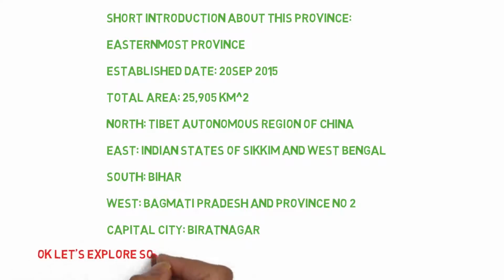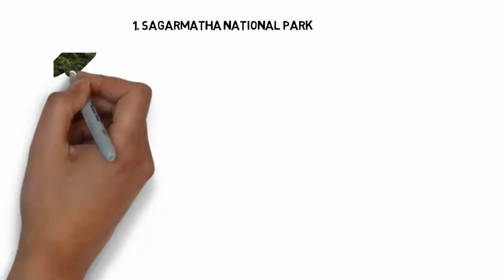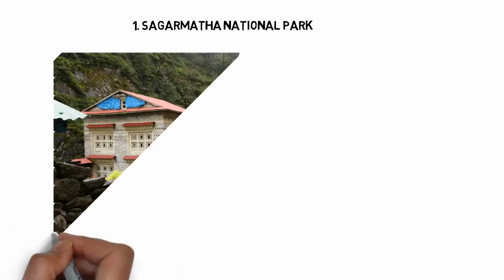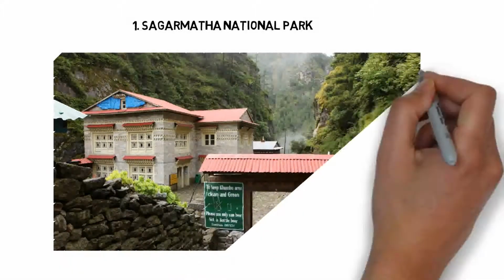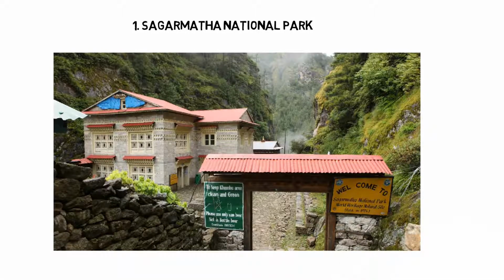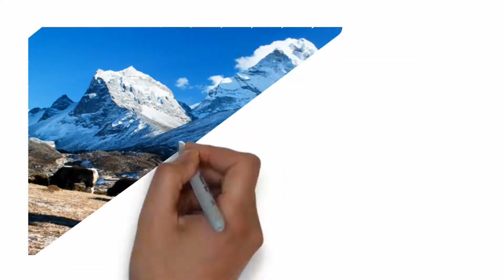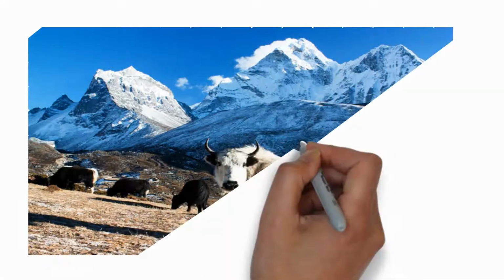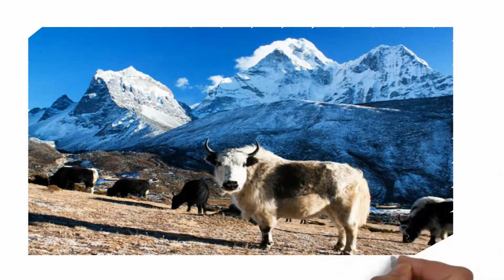Okay, let's start with some tourist destinations of this province. Number 1. Sagarmatha National Park. It is a national park in the Himalayas that is dominated by Mount Everest, which covers an area of 1,148 km² and ranges in elevation from 2,845 to 8,848 m at the summit of Mount Everest. Sagarmatha is a Nepali word derived from Sagar meaning sky and Matha meaning head. It was established in 1976 and is enlisted as a World Heritage Site too.